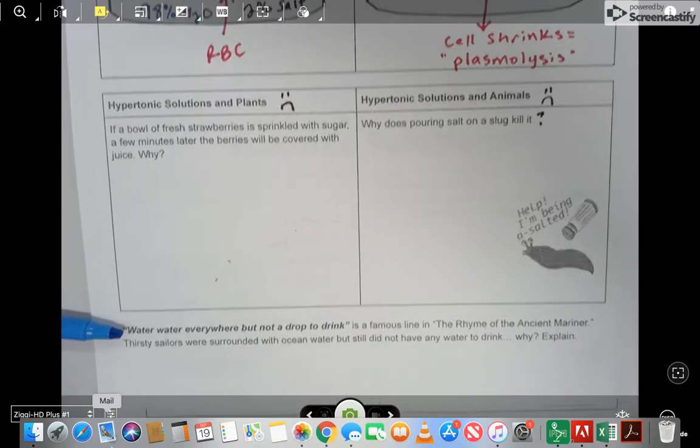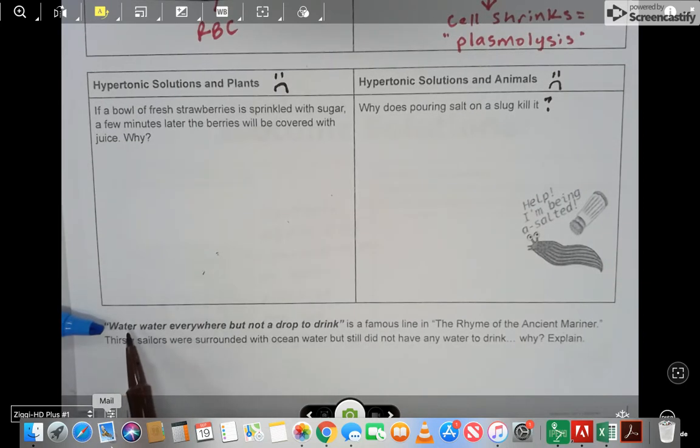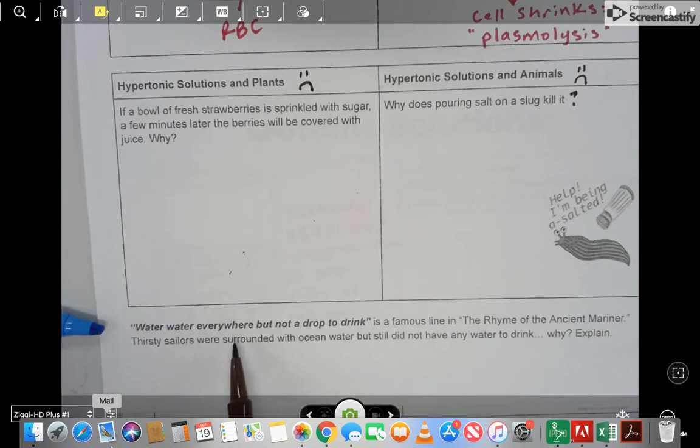Now, down here, this is a famous quote from the Rime of the Ancient Mariner. There were these stranded sailors out at sea, and they were frustrated. They were going to die of thirst, and they said, there's water, water everywhere, but not a drop to drink. This is a famous line in the Rime of the Ancient Mariner. Thirsty sailors were surrounded with ocean water, but still did not have any water to drink. Please explain why they could not drink the salt water and survive at the same time. Please pause and answer.